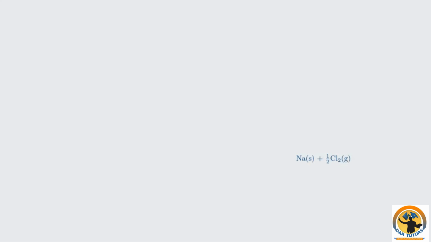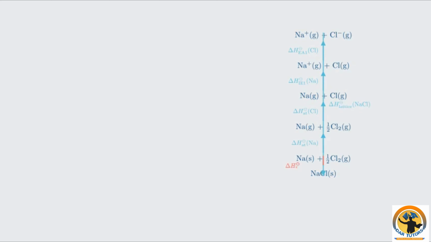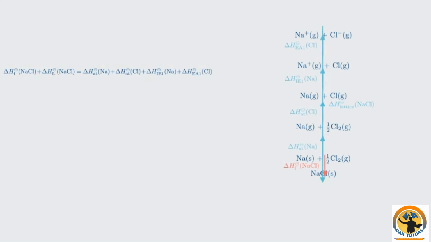The cycle starts with solid sodium and chlorine gas. The first step is atomization, converting the elements into gaseous atoms. This is endothermic. Second, ionization, forming gaseous cations from the metal atoms, is also endothermic. Third, electron affinity, forming gaseous anions from the non-metal atoms, is typically exothermic for the first electron. We apply Hess's law. The sum of the enthalpy changes in the direct pathway equals the sum of the enthalpy changes in the indirect pathway. This equation allows us to calculate any one unknown value if the others are known.